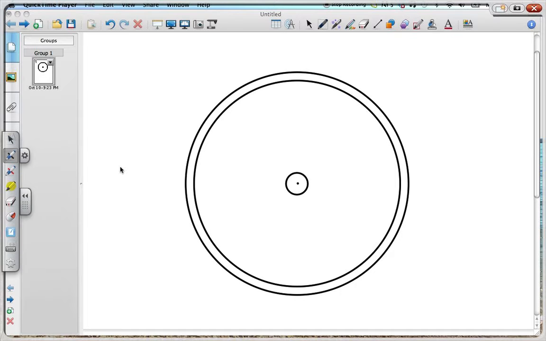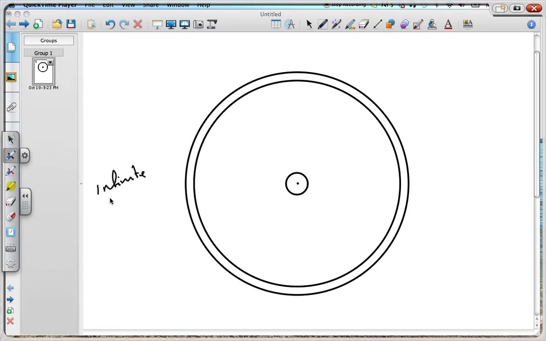In this video I'm going to be talking about Olbers' paradox, and he actually looked at Newton's model of the universe. Now Newton basically stated that the universe was infinite, so it was infinite in extent.